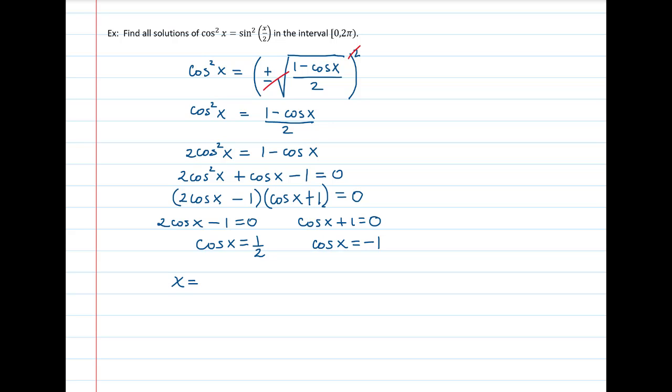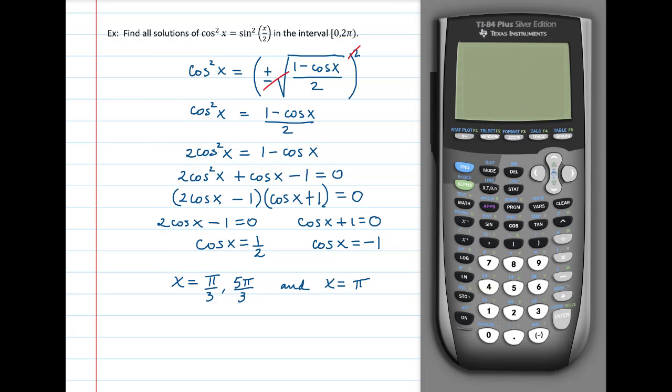Since we only want the solutions from 0 to 2 pi, we just have to think about that one revolution. When is cosine 1/2? That happens at pi thirds and 5 pi thirds, in the first and fourth quadrants. As a matter of fact, we already did a similar problem previously. And when is cosine negative 1? That happens at pi. And then we have our 3 answers.